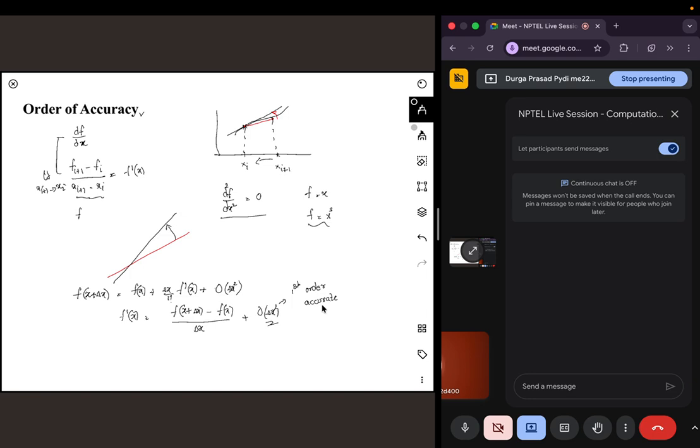So what this means is, if I am using a stencil size of, say, delta x equal to 1 unit and I got an error of a particular value, and if I reduce the stencil to delta x by 2, then the error between the actual analytical value and the one that we are getting from the grid is going to reduce linearly, so it is going to reduce by half. That is what we mean by order of accuracy in this particular case.